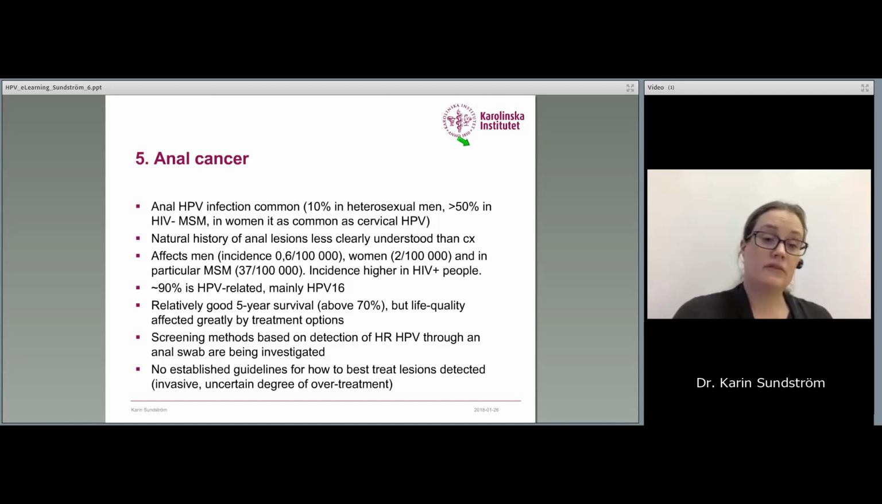And whereas the survival, positively enough, for this cancer form is relatively good, unfortunately, the life quality is greatly affected by the treatment options available. And whereas there are screening methods proposed based on anal swabs, for example, for HPV, which appear to work, it should be noted that there are no clearly established guidelines for how to best treat the lesions once detected, for example, an anal intraepithelial neoplasia. Because treatment with surgery or laser in the anal canal is invasive, it may lead to a lot of morbidity, and we don't want to overtreat in that area.